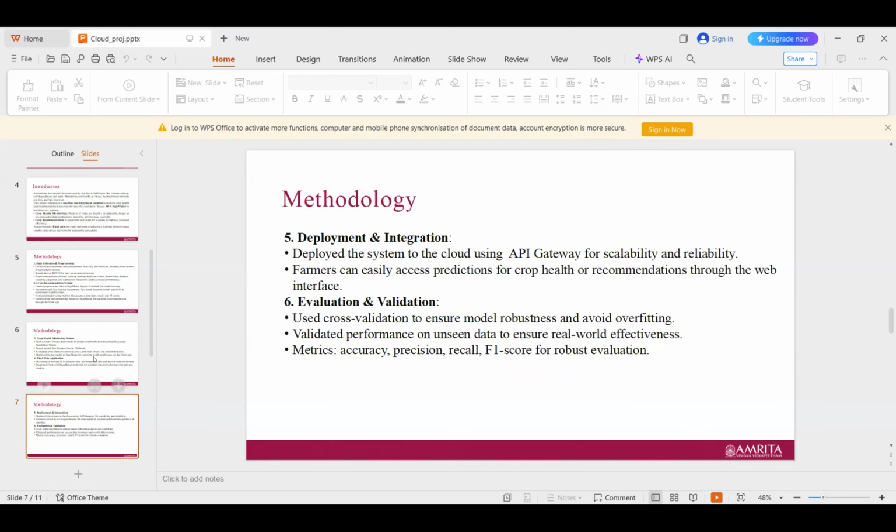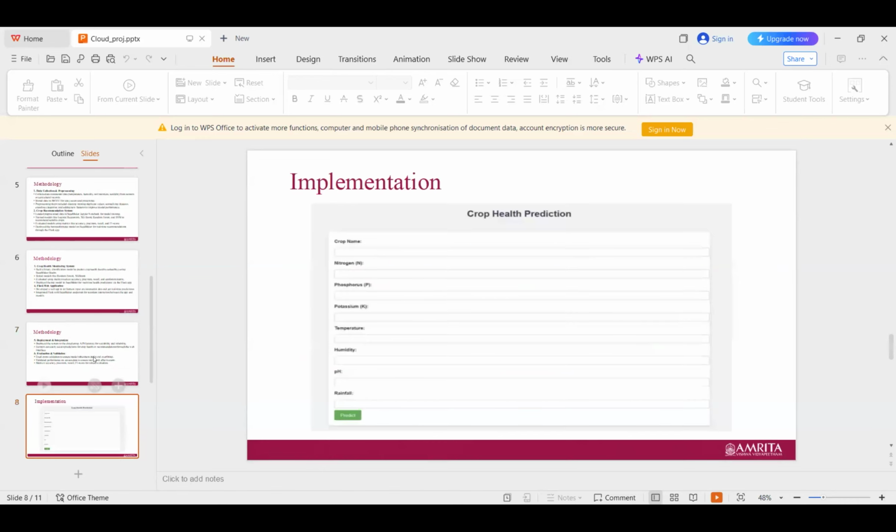To ensure scalability, we used AWS API Gateway for reliable cloud deployment. We also validated the system using cross-validation to avoid overfitting. We prioritized robust evaluation using accuracy, precision, recall, and F1 score. This is how it looks in the web app.